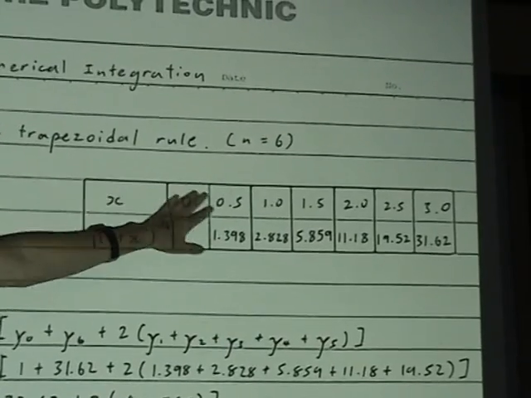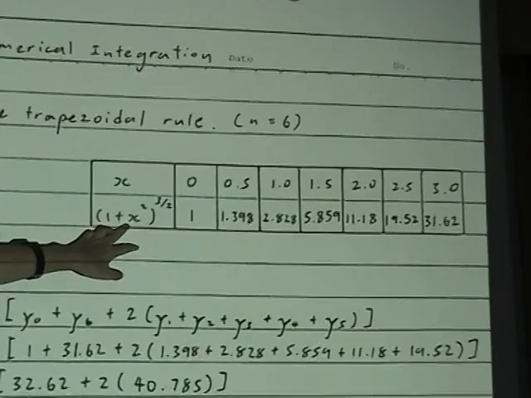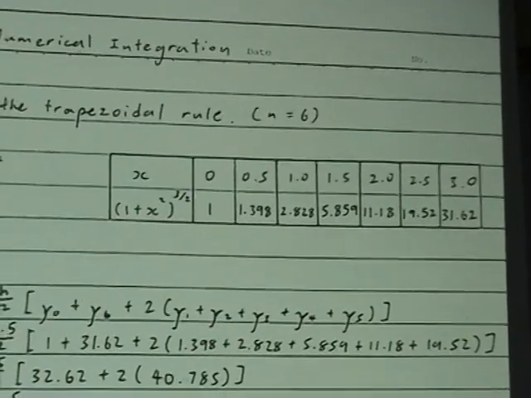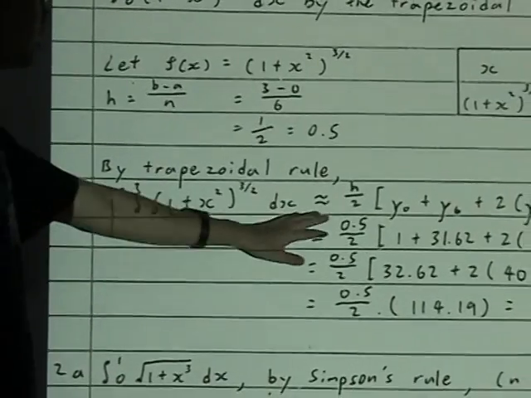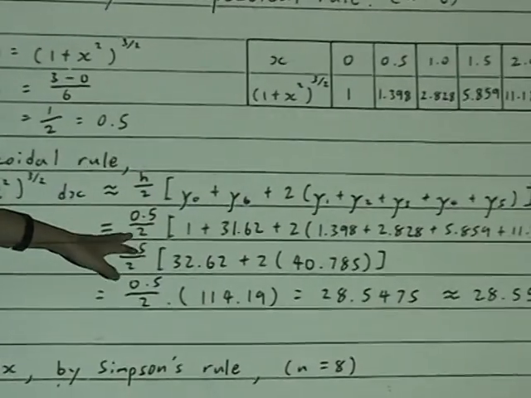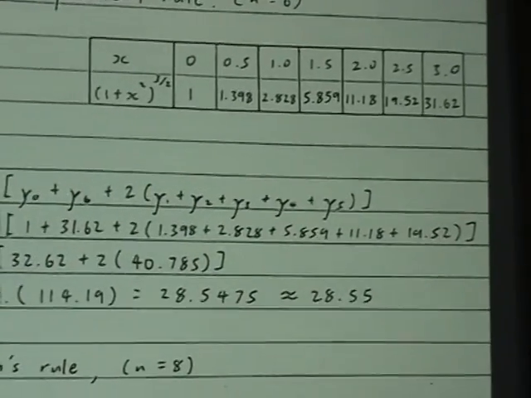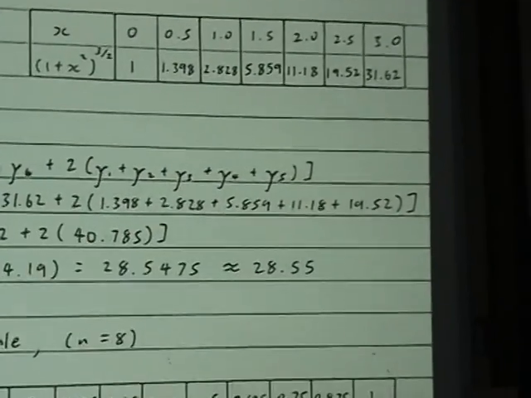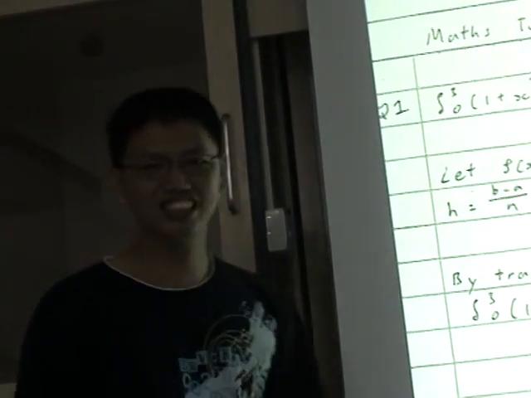So by making a table and substituting the numerical values into x, you'll get the following answer. By the trapezoidal rule, with the equation and the formula given, we substitute the numerical values, and so on and so on, which will get us the value of 28.55. And the constraint on using the rule is that there are a lot of steps to do, so it's quite tedious.